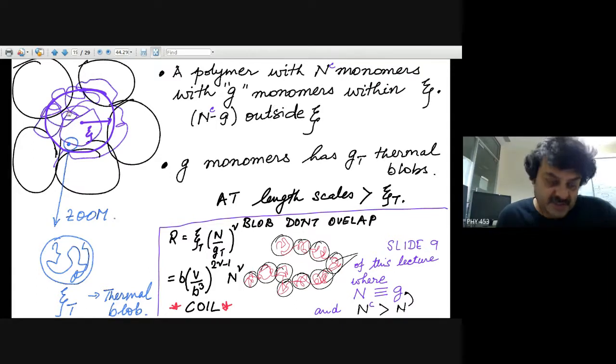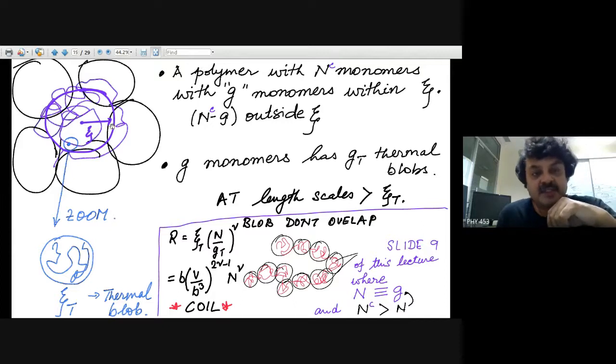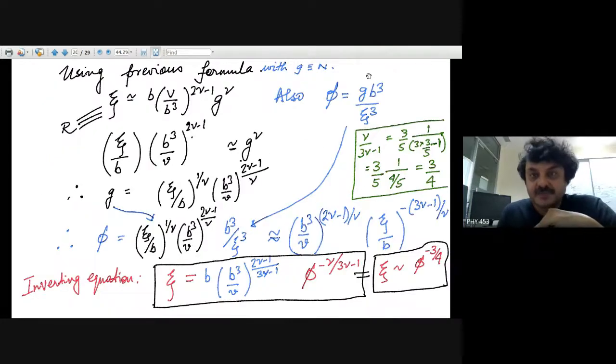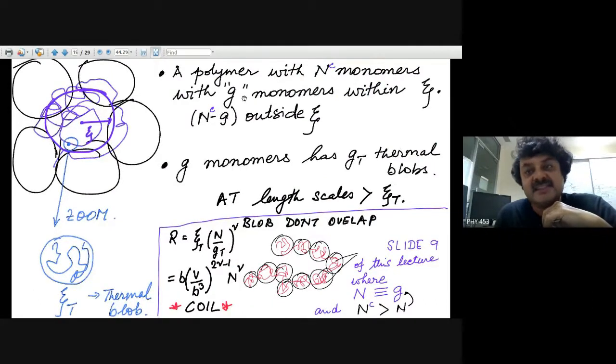Now suppose this is the same schematic diagram as before, with this being the correlation blob length scale, and a polymer with NC monomers. Suppose the total length of the polymer is NC, and I have intentionally put this C just to remind you. Usually we use N as the total number of monomers in a chain. Here we are using NC, to avoid some confusion coming up soon. So a polymer with NC monomers has G monomers within zeta and NC minus G monomers outside of zeta.